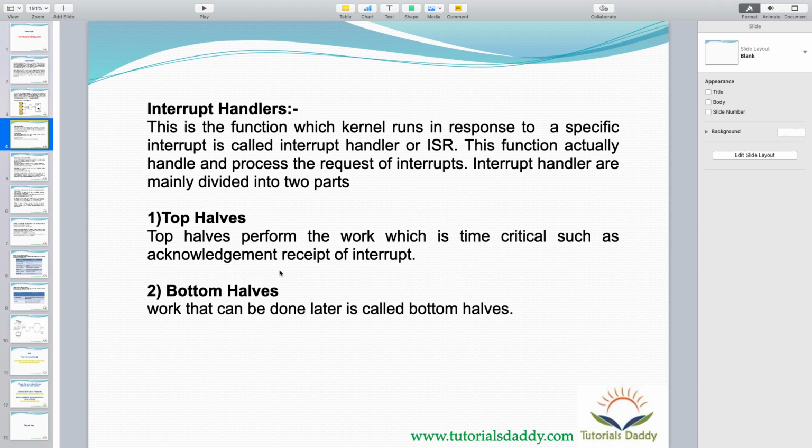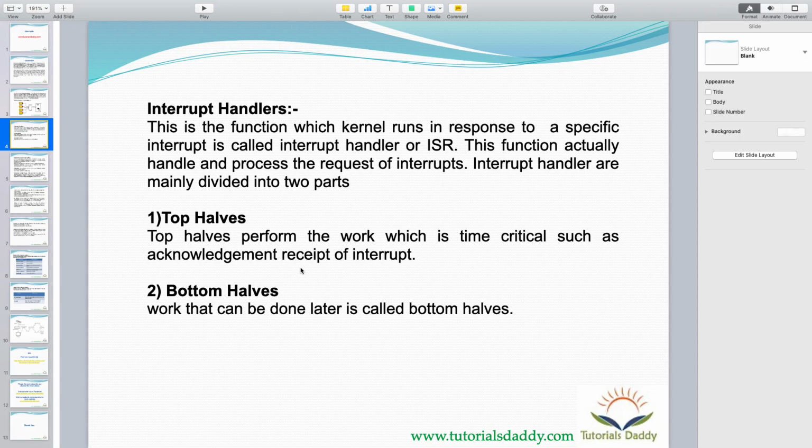Now you understand by the example. Copying the packet to the local buffer will be performed as the top half, and then executing or processing the packets which we have received from the network is part of our bottom halves. This is how the interrupt handler is divided into top halves and bottom halves.